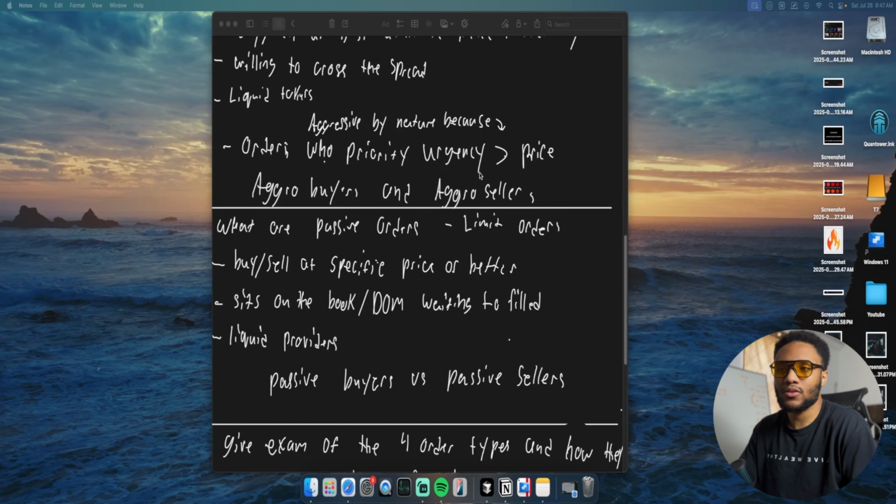All right, so now the opposite to aggressive orders are passive orders, or I like to call them limit orders or liquidity providers. Now, passive orders are people who buy and sell at specific price levels or better, right? They're the people that sit on the book waiting to be filled. They place their orders in at certain levels waiting to be filled. These are the actual people who provide liquidity.